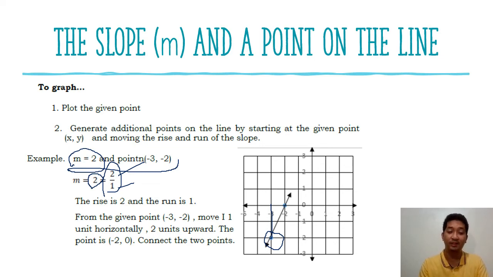Positive ba siya or negative? Positive po. So, pag positive, going right yan. So, 1. So, that will be your point. Ito po yun. So, you have negative 1, negative 0, or (-2, 0). That is your next point. And then, connect mo lang. That will be the graph of the line. Okay? So, those are the 3 conditions in graphing a linear equation in two variables.